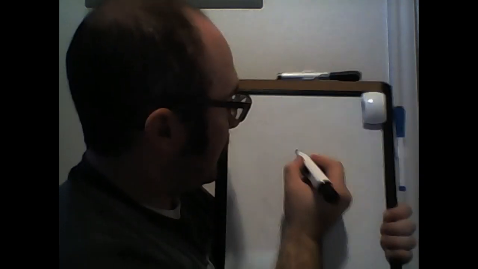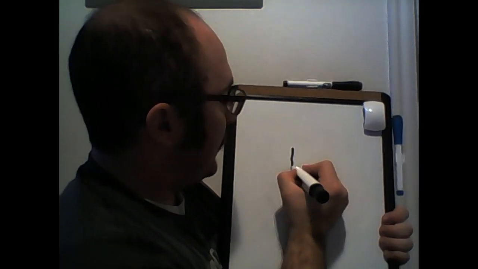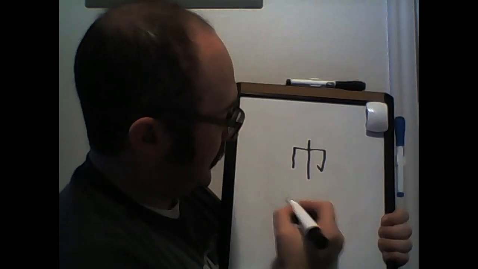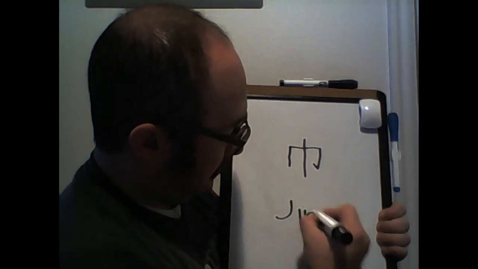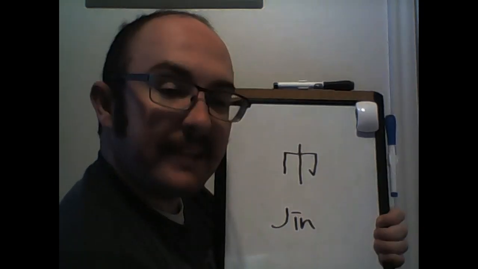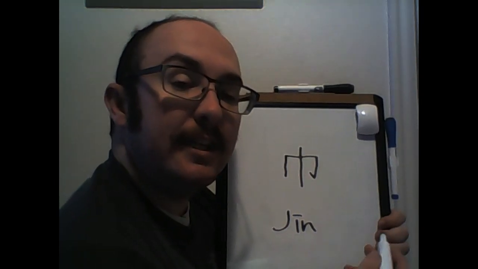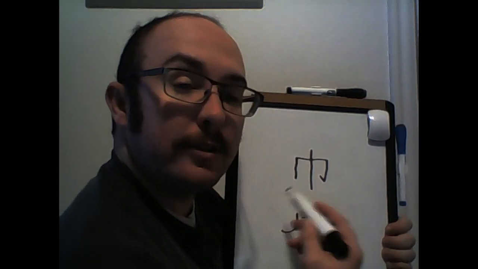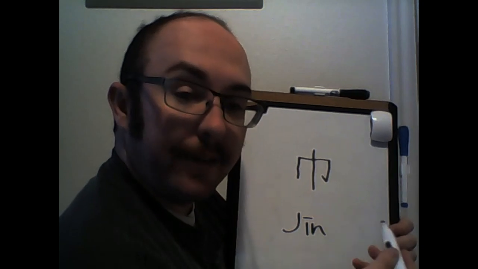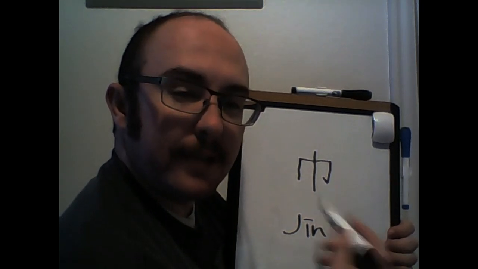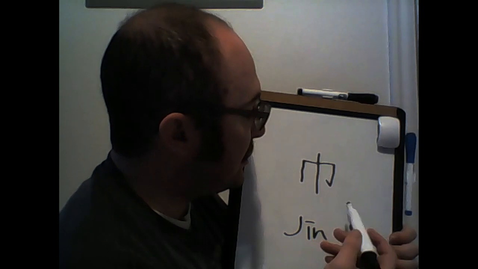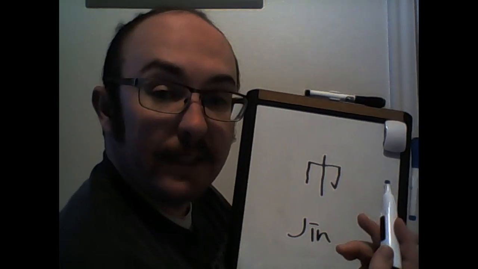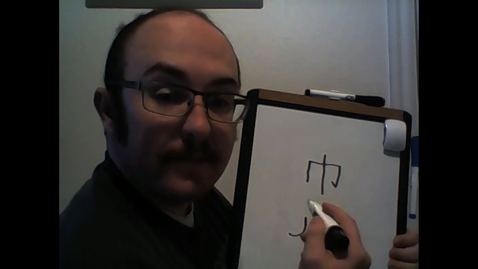All right, and this last one, radical 50, looks like that. Jīn, jīn, and jīn means a turban or a scarf or a cloth. It kind of has those kind of meanings. Jīn. Cānjīn is napkin. It's that same jīn.